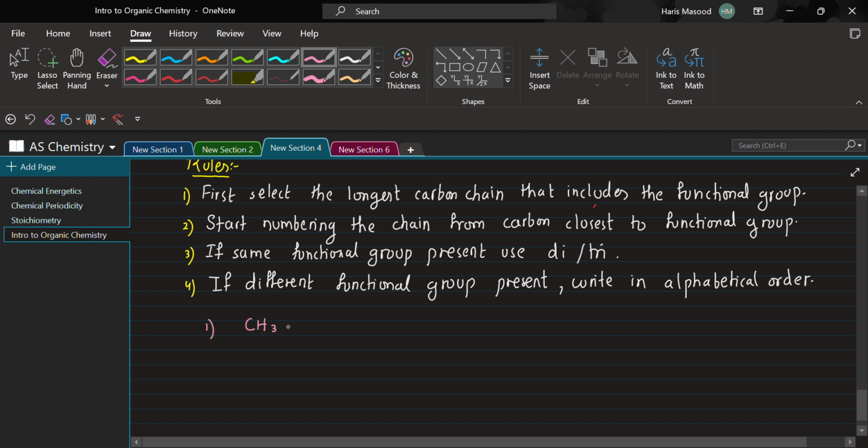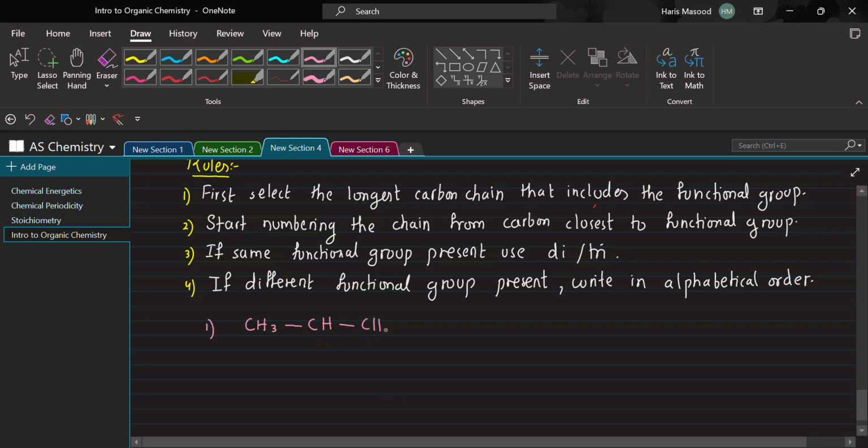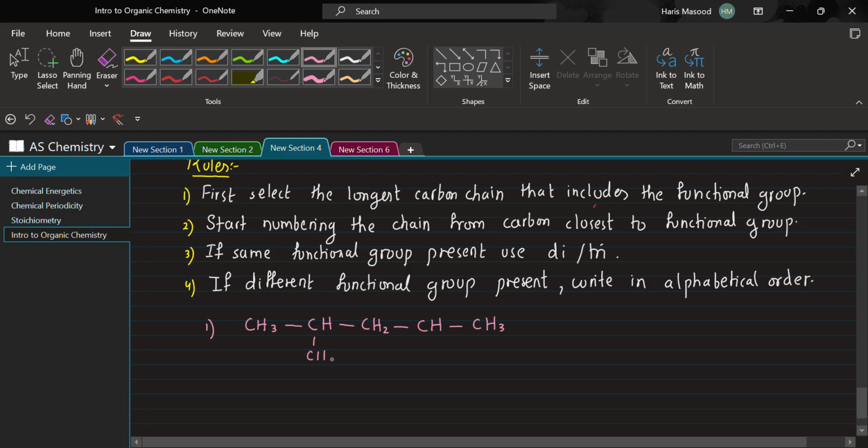CH3, CH, CH2, CH3. This will be CH3, this will be CH3.